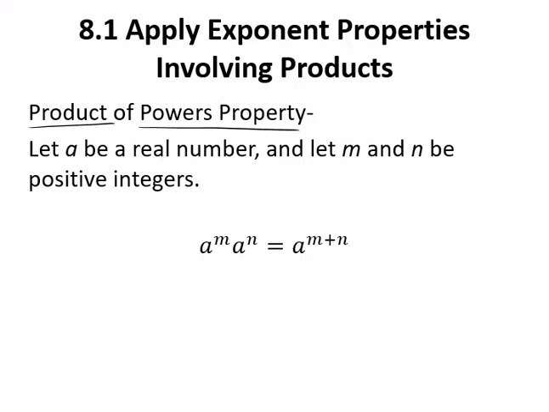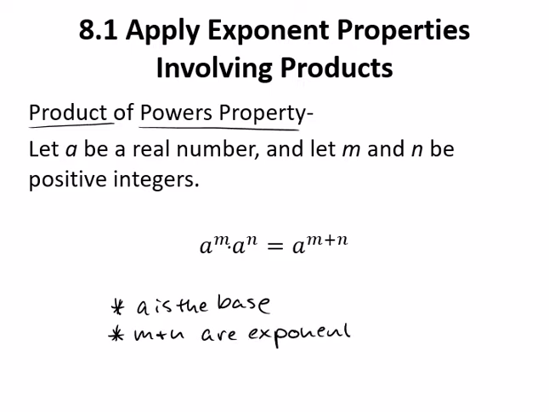So a to the m power times a to the n power equals a to the m plus n power. So if I am multiplying, I simply add the exponents as long as the base is the same. So I want to go ahead and mark a is the base, and m and n are exponents, just so that you know what I'm talking about when I say it must be the same base. So a must be the same.